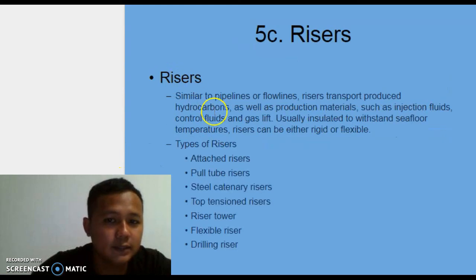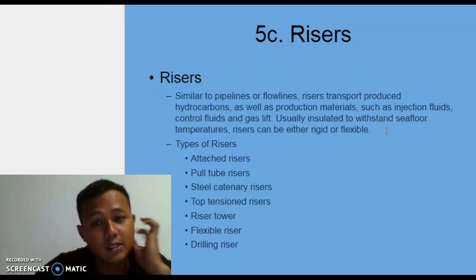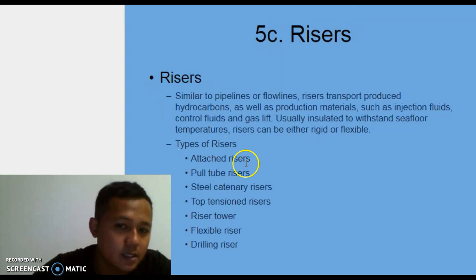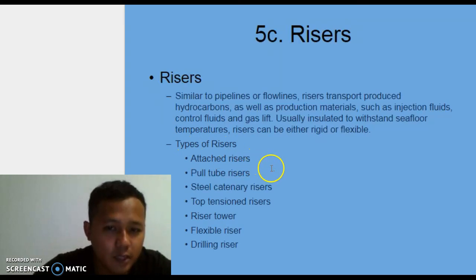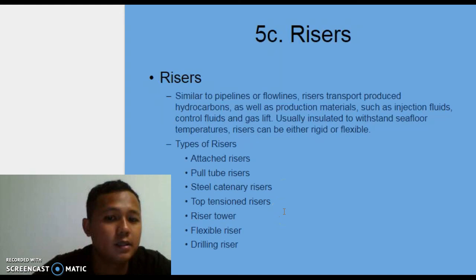As for the riser, it is similar to a pipeline or flow line. Risers transport produced hydrocarbons as well as production materials such as injection fluid, control fluids and gas lift. They are usually insulated to withstand the seafloor temperature. The risers can be either rigid or flexible. The types of risers are attached risers, pull tube risers, steel catenary risers, top tension risers, riser tower, flexible risers, and also drilling riser.